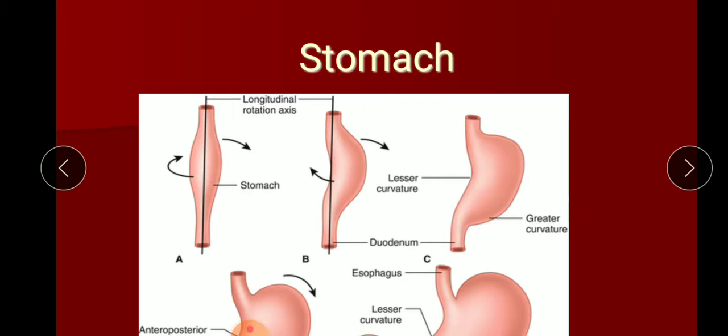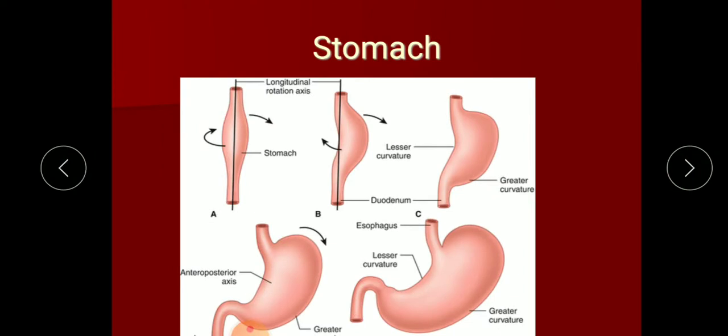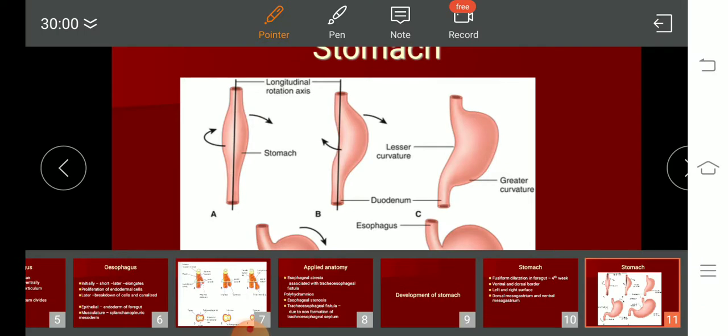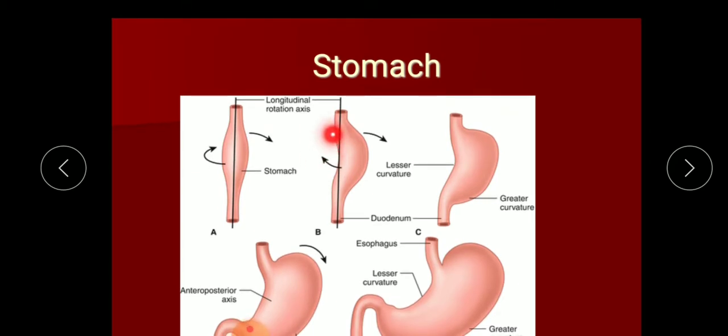In relation to stomach, two rotations you have to remember. One rotation occurs in a longitudinal axis. Look at that longitudinal axis, and that is a 90-degree clockwise rotation. So that is the first rotation you should remember. A 90-degree clockwise rotation. So what happens? When there is a 90-degree clockwise rotation, you find the initial ventral border will now rotate and reach the right side. Look at that, that will reach the right side.